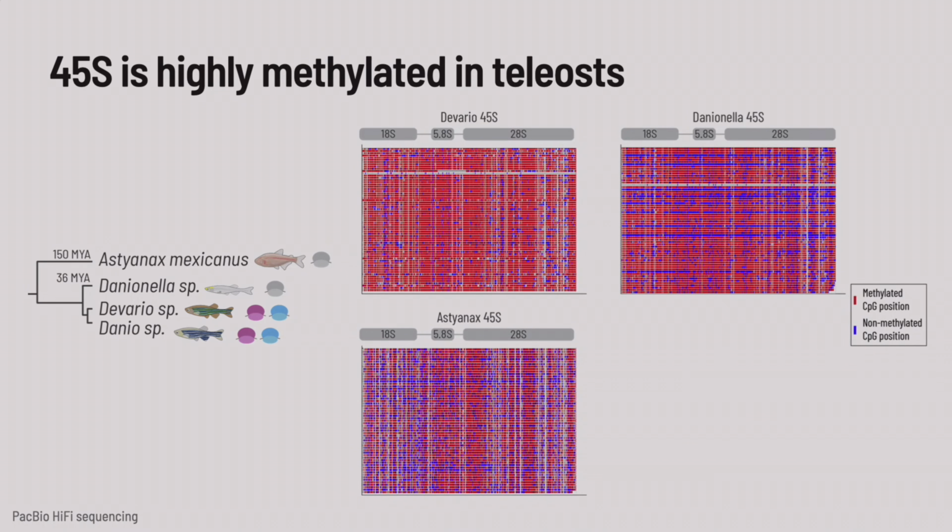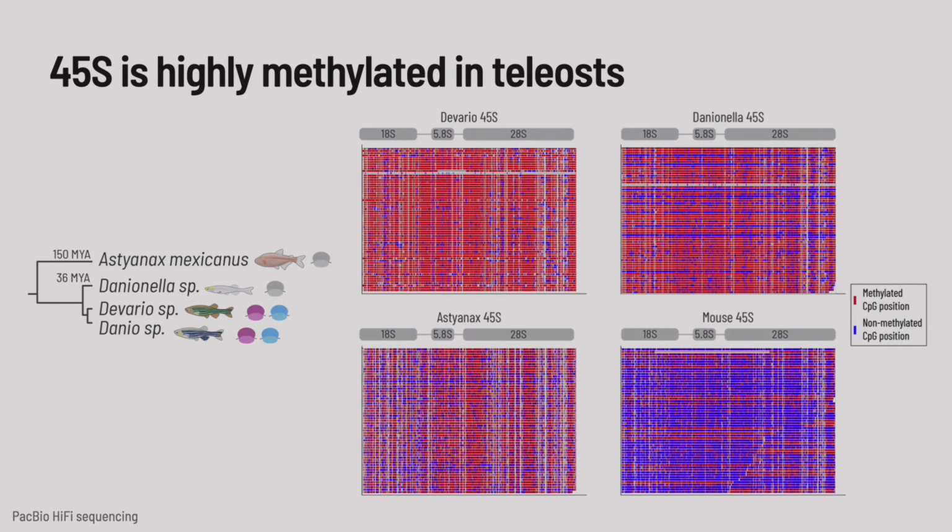And I wanted to show you here how a mammalian system looks like to make the strong point that what we're seeing is really unusual high methylation levels. So when we look at the mouse and we look at the reads mapping to the 45S, we see that the majority of those reads are fully hypomethylated, and there's only a handful of reads that are highly methylated, which is the opposite of what we see in teleosts.